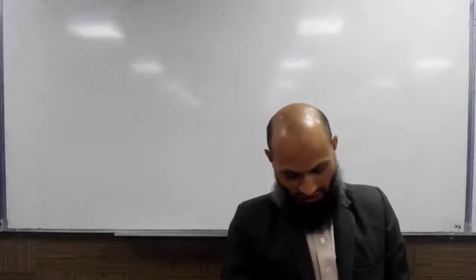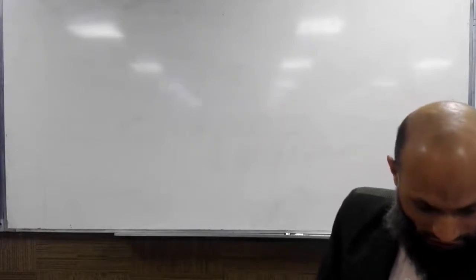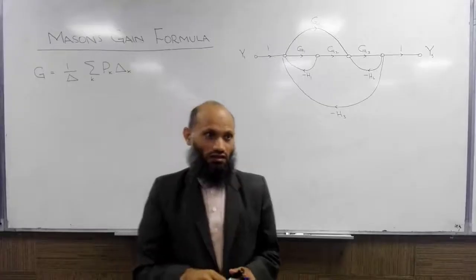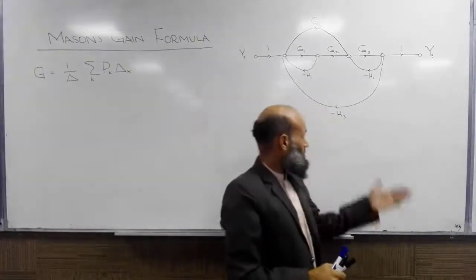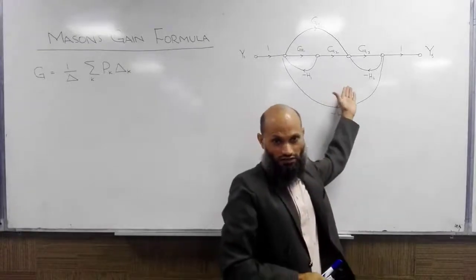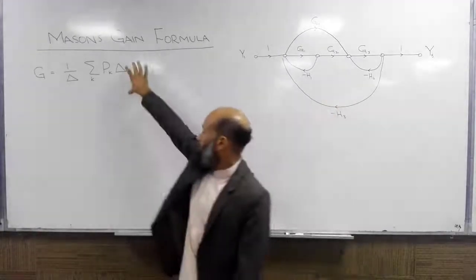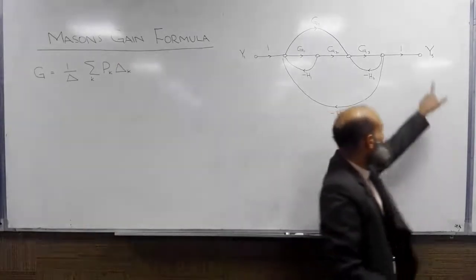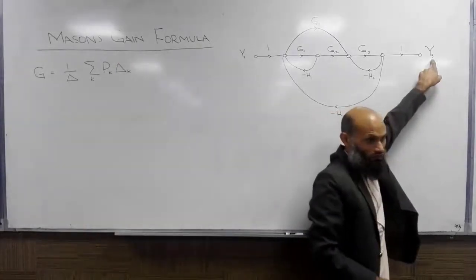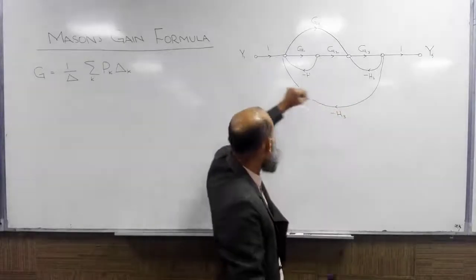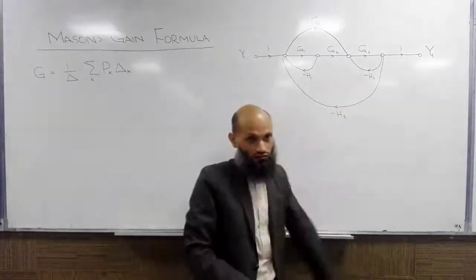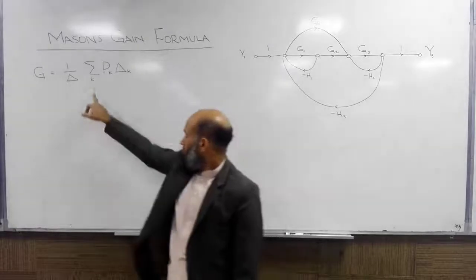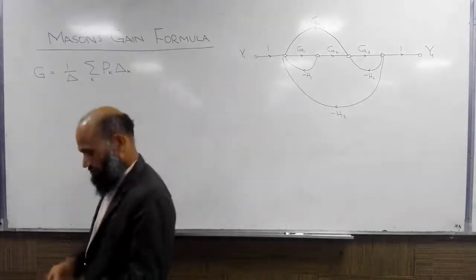We take one more example from Mason's gain formula to further clarify the concepts. We have this signal flow graph for a system, and we want to apply Mason's gain formula to find a transfer function between this output signal y5 and the input signal y1. So we apply this formula.